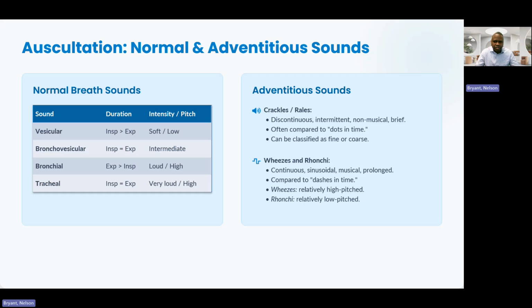So when charting or documenting adventitious sounds, which are abnormal, we have to tell the difference. Are they discontinuous, popping sounds of crackles, which often indicate fluid in alveoli, or continuous, musical sounds of wheezes or rhonchi, which suggest narrowed airways, or patients may also present with heavy secretions? So it's very important to tell the difference between these sounds.